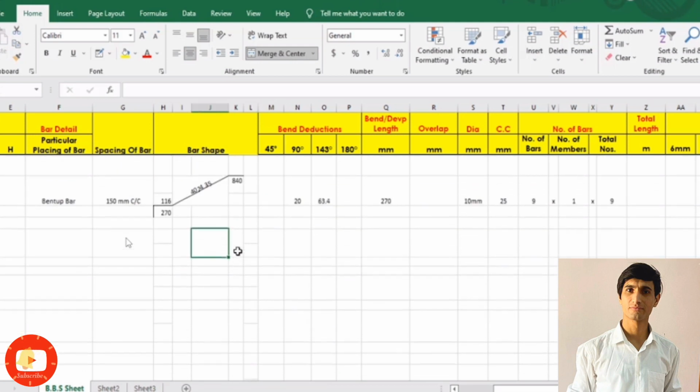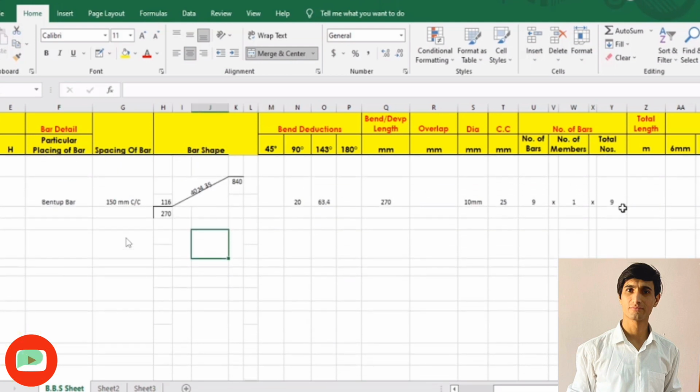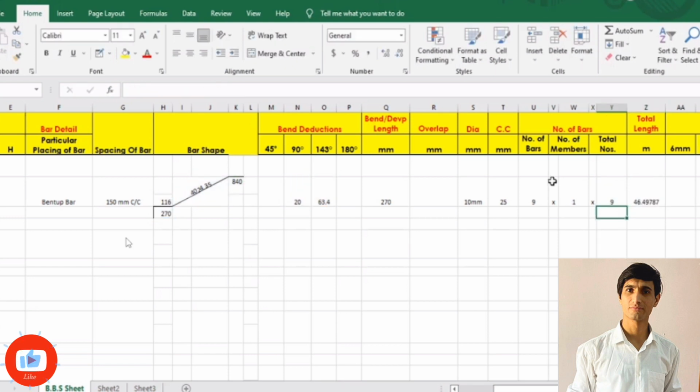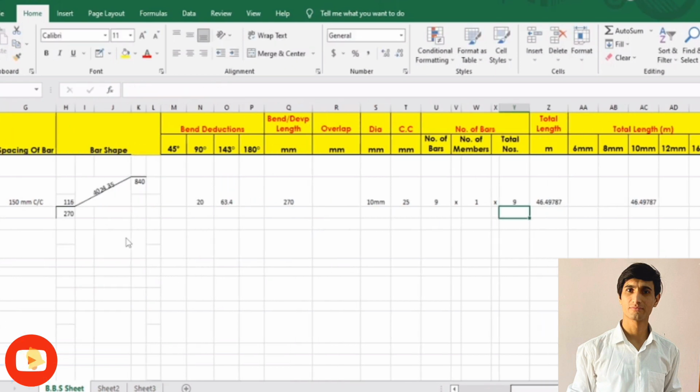And now next to it, what we need to do is find out the total length, and total length will be equal to what? Cut length, this one plus this one plus this one plus this one. And then next to it we need to do the bend direction for 90 degree, 143 degree, and multiply it with total numbers, divided by 1000 in order to convert it into meter. Hit enter. So we have found the bent up bars over here.